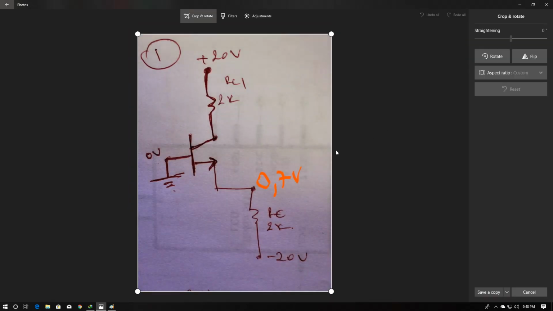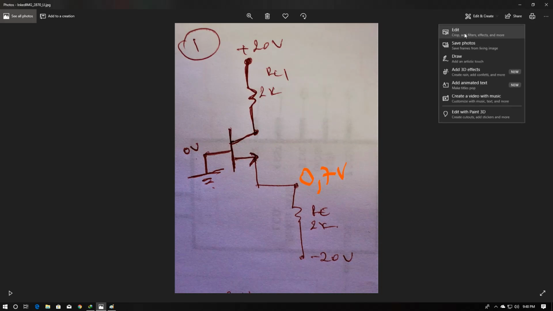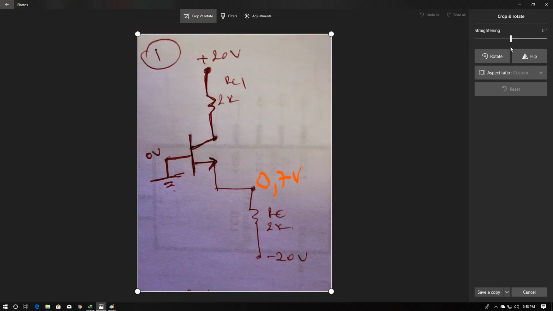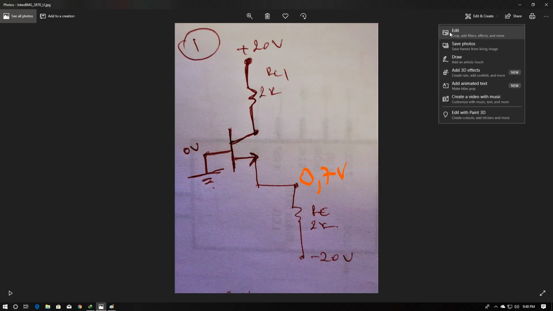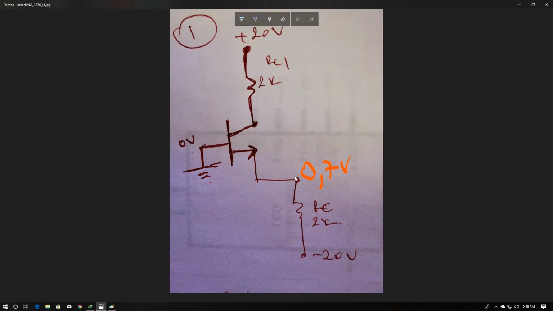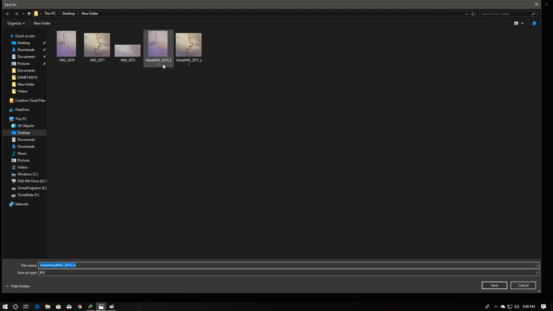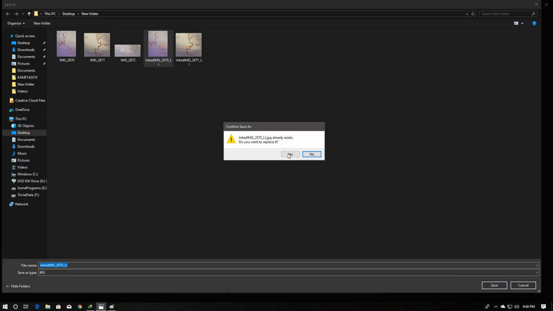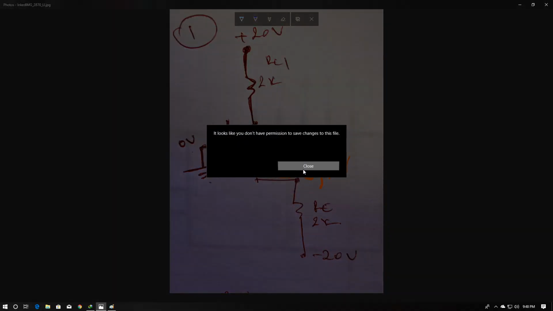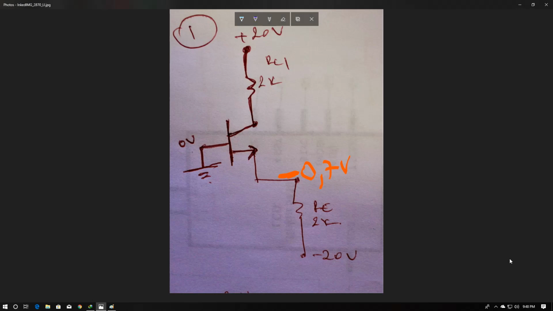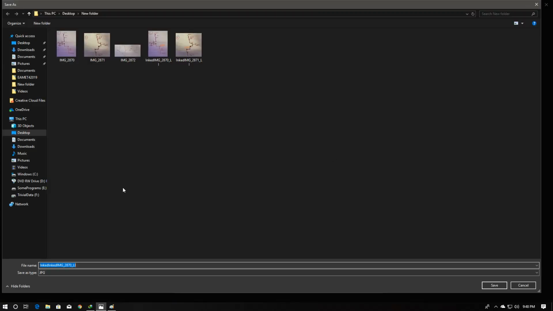Guys, I keep doing this. Can you guys let me do this? This is your fault. What am I doing? Cancel. Edit. No! I'm a potato. Draw. Yeah, it's minus. No! That one. Minus 0.7. Good. Please don't tell me I don't have permission. God damn it. Okay, I'm going to resave it differently.